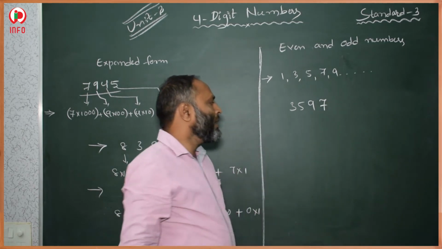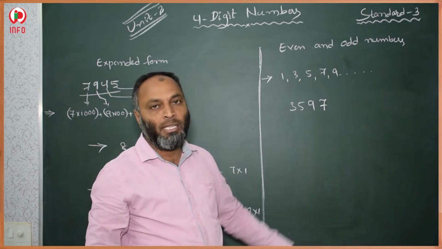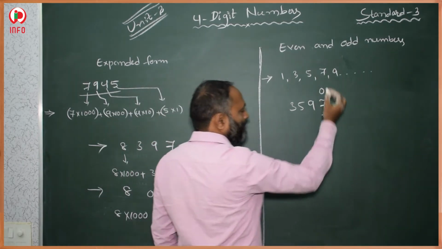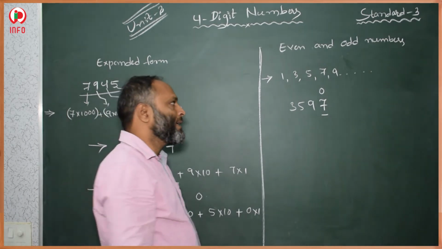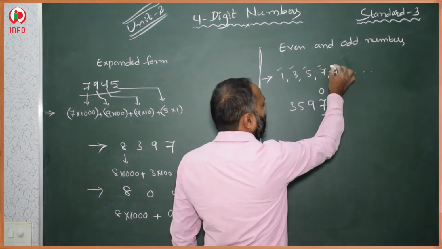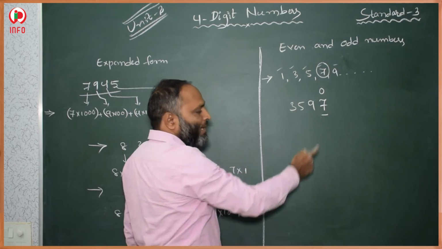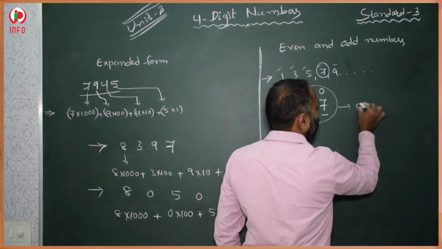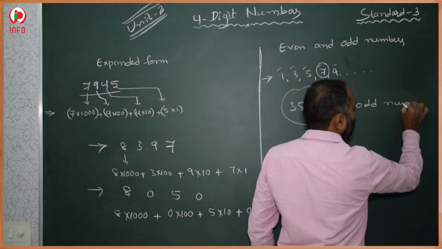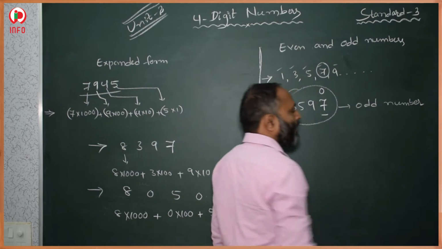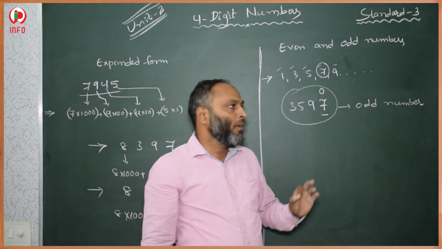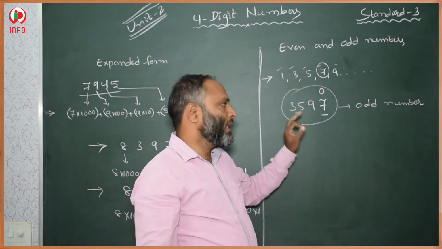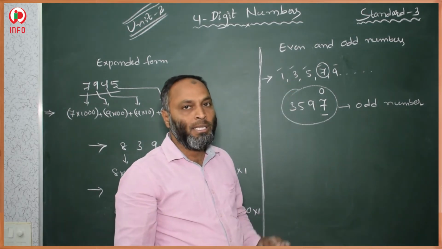3597. In this number, we have to check what is there in the ones place. In the ones place, 7 is there. 1, 3, 5, 7, 9. 7 is among the odd numbers. If the ones place digit is an odd number, then this complete number is an odd number. Once again, what is an odd number? If any of these numbers is there in the ones place, then the number is an odd number.